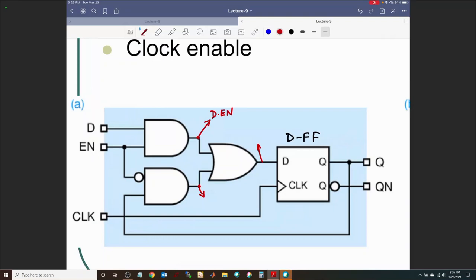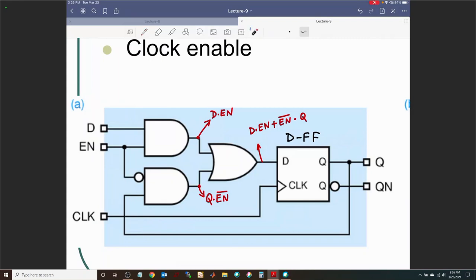So Q comes back, right? And is going into that. So you have Q and enable complement. And what about here? The last over here. This is just R, right? So I don't need to worry about that, because I just write it. D and enable, or enable complement and Q.